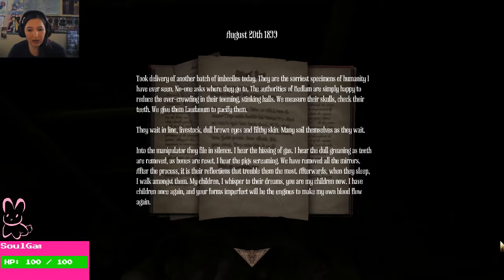I hear the pigs screaming. We have removed all the mirrors. After the process, it is their reflections that trouble them the most. Afterwards, when they sleep, I walk amongst them. My children, I whisper to their dreams, you are my children now. I have children once again, and your forms, perfect, will be the engines to make my own blood flow again.